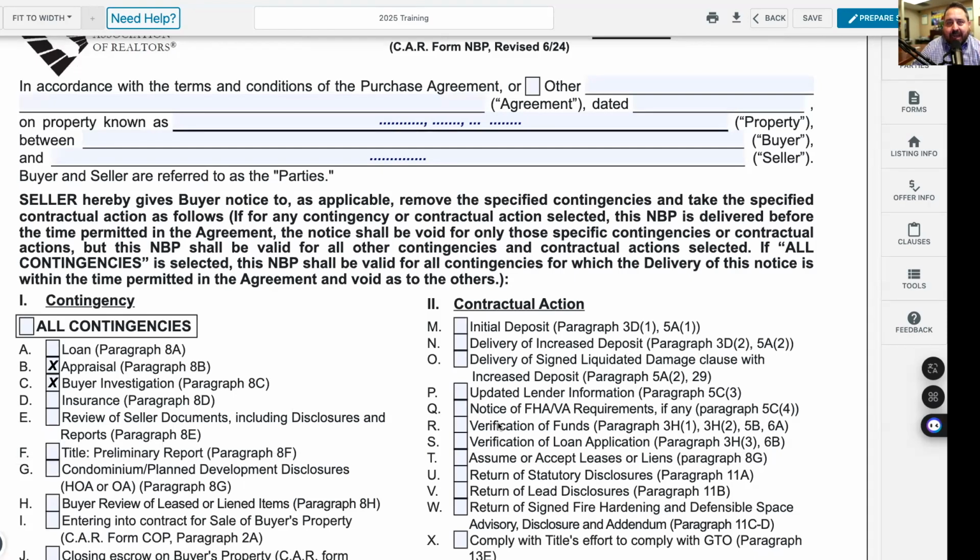There is no time limit on your right to cancel as seller on the notice to buyer to perform if the buyer doesn't perform. Okay, so you don't have to resend an NBP. And if a portion of the NBP is invalid, it doesn't affect the validity of the portion that is valid. Okay, so just because one portion may be invalid doesn't mean all of it is, and they would still have to perform.